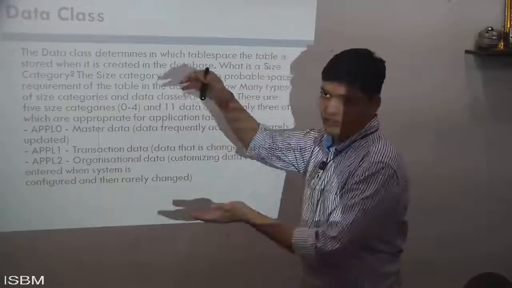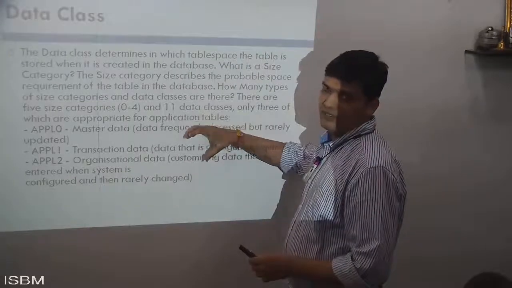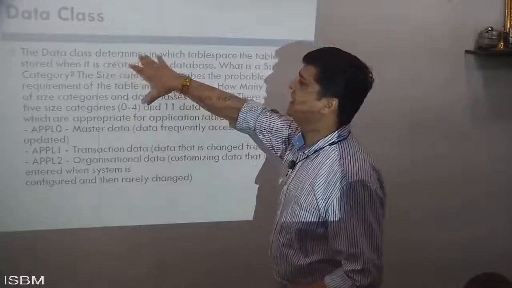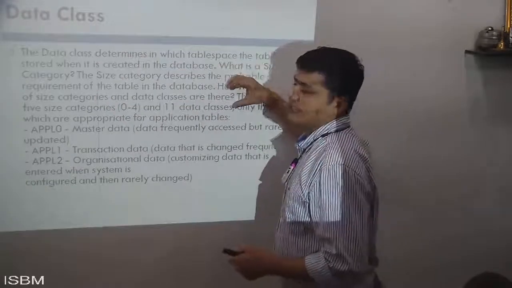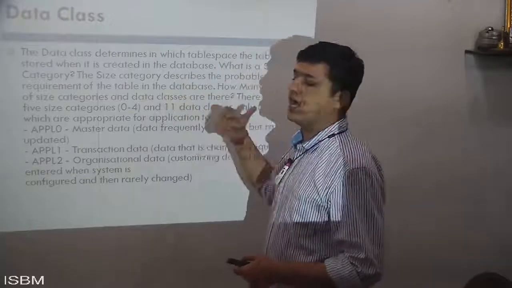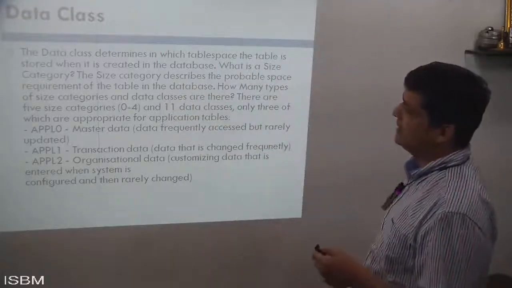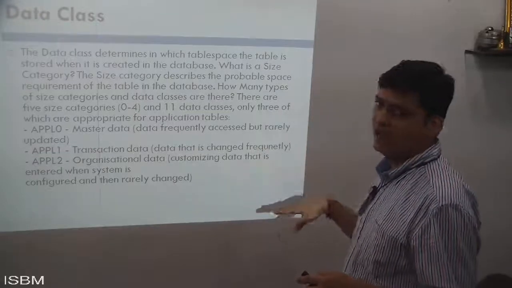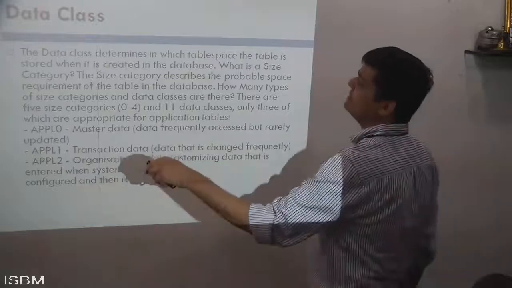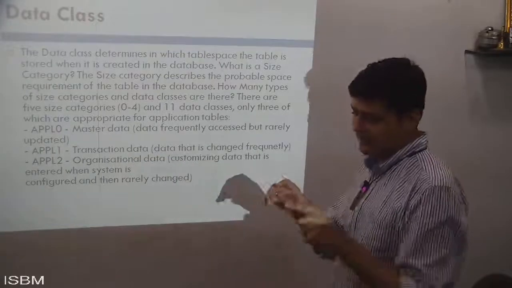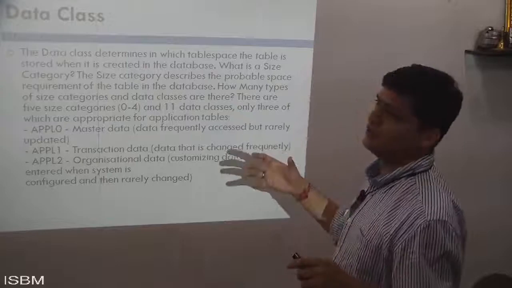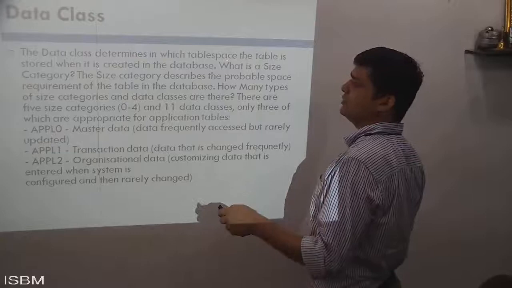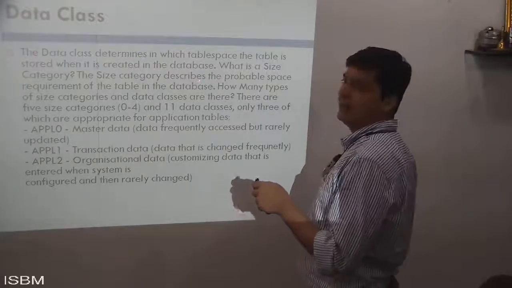See, in the table there is a lot of space, a lot of slots available. So the data class will determine in which slots the data is going to be stored or appended. We have seen data classes like A, B, C, with different categories and different storage space. So the data class determines which table space the data is stored in when it is created in the database.